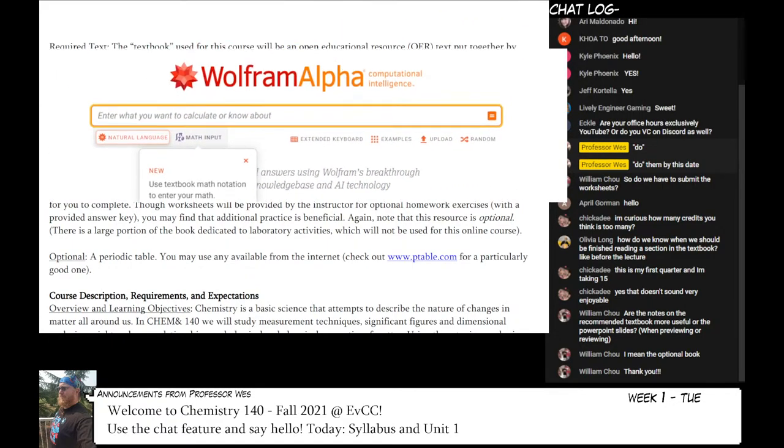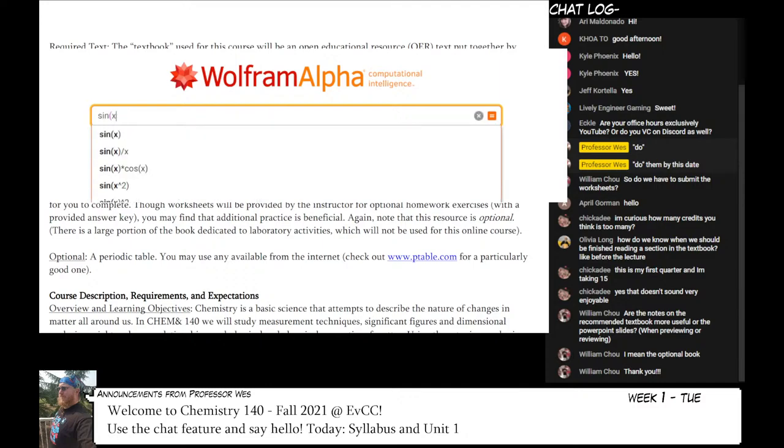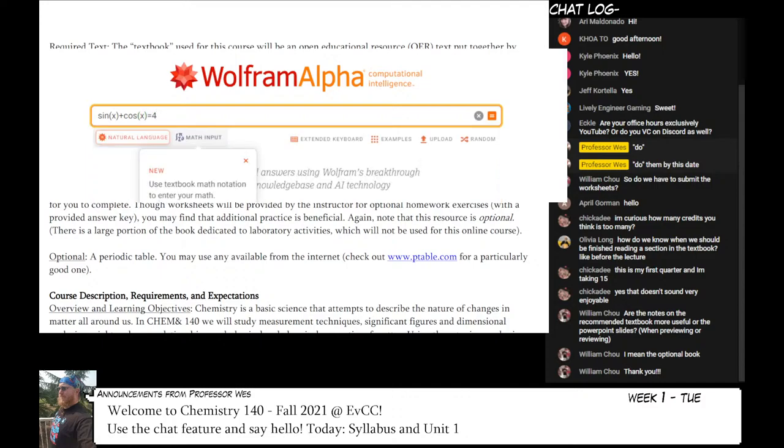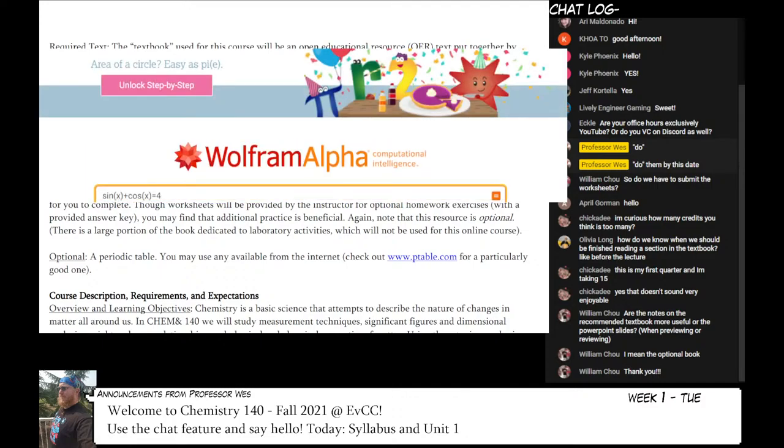And Wolfram Alpha will basically do whatever you want to do with it. So, for example, maybe I wanted to find sine of x plus cosine of x equals 4. And I wanted to plot that on a graph. Now, that's just a circle, I think.